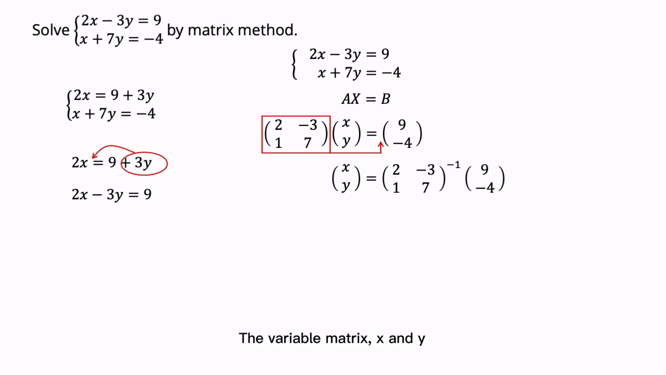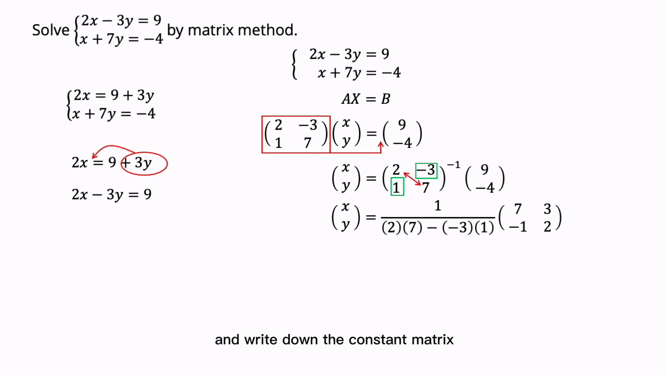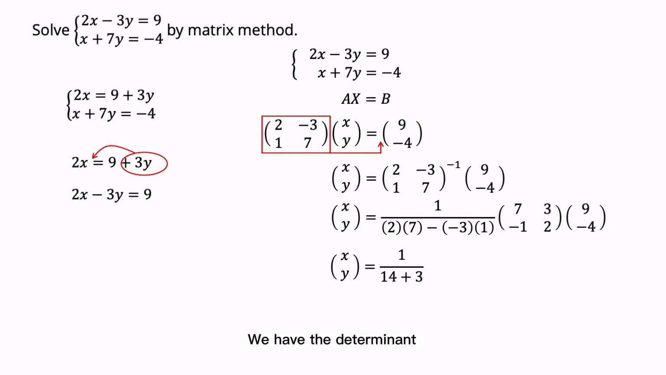The variable matrix x and y equals 1 over the determinant ad minus bc, which is 2 times 7 minus minus 3 times 1. Swap the positions of 2 and 7. Put negatives in front of minus 3 and 1, making it 3 and minus 1, and write down the constant matrix. We have the determinant 14 plus 3. Then solve the matrix equation by calculating the product of inverse matrix A and matrix B.